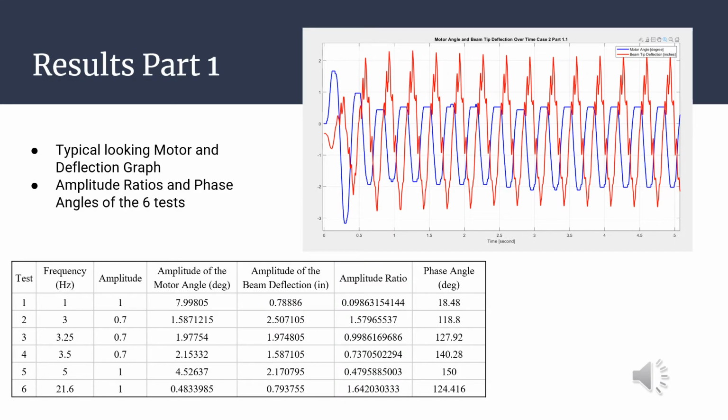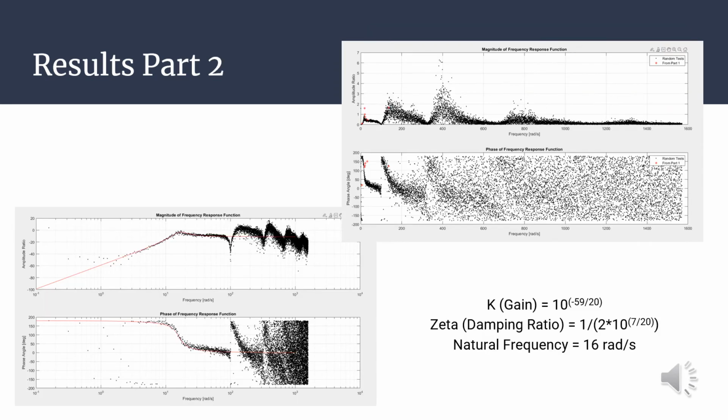We ran the same experiment for 6 cases using different frequencies and amplitudes. Each case produced a similar graph as the one in the top right. This shows the motor angle and beam deflection over time. We also used those graphs to calculate the amplitude of both the motor angle and beam deflection, with the amplitude ratios and also the phase angles.